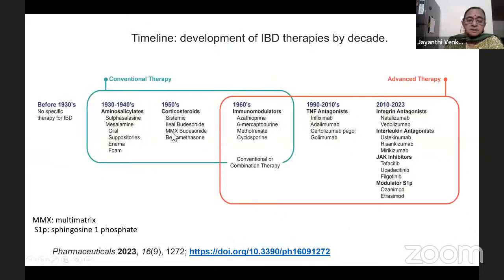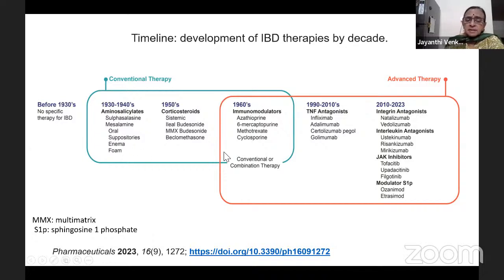So over a period of time, there has been an evolution in the various drugs. Before 1930, we had no specific therapy for IBD. And then in 1930 to 1940, the aminosalicylates came into existence. There we have sulfasalazine and mesalamine, which are either oral, suppository, enema, or a foam preparation. In the 1950s, we had the corticosteroids, which are either systemic, or we have the locally acting MMX budesonide, that is the multimatrix budesonide, and beclomethasone. And in 1960, we had the immunomodulators: azathioprine, 6-MP, methotrexate, and cyclosporin.